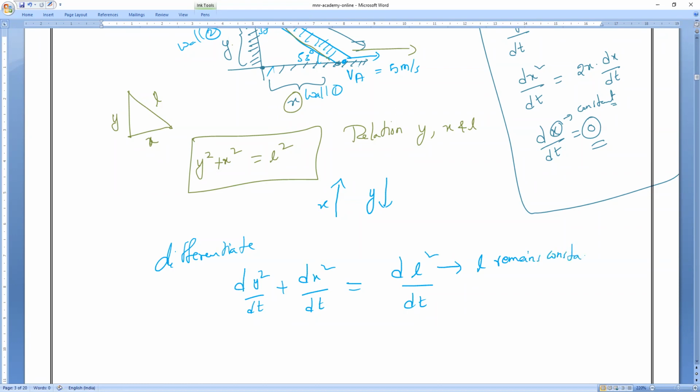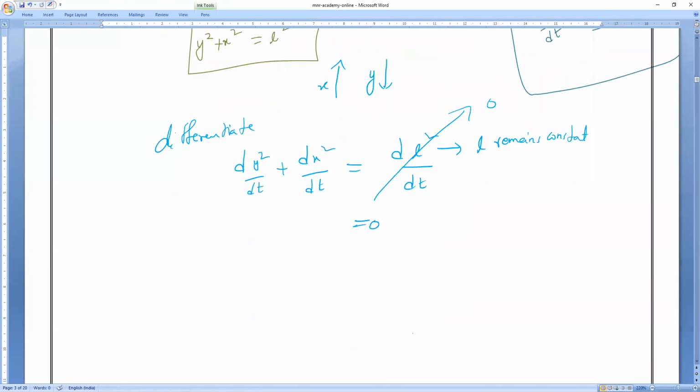L remains what? Constant. So the whole term will become what? Zero. Okay, everyone, so that's all.